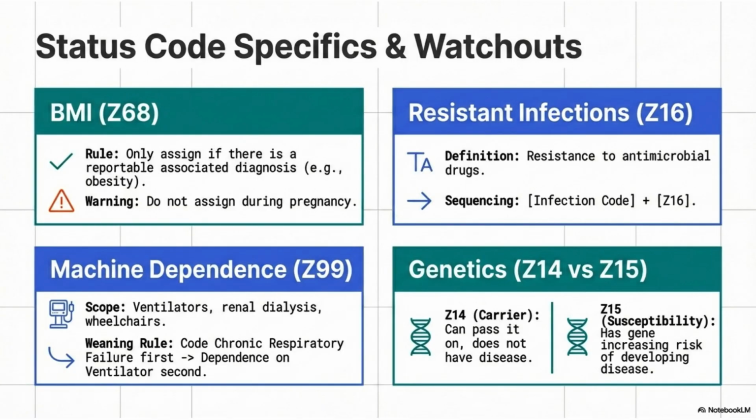Here we get into specifics. BMI, Z68, only assign with a reportable diagnosis. Machine dependence, Z99, sequence chronic respiratory failure first. Z16 for drug resistance, always paired with the infection code. Genetics, Z14 for carriers, Z15 for susceptibility.